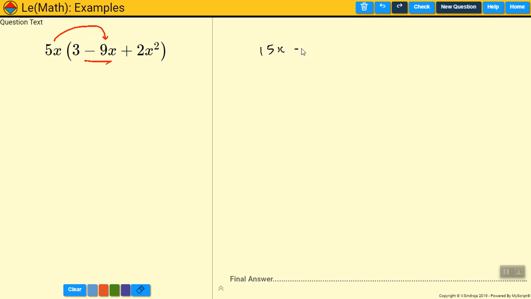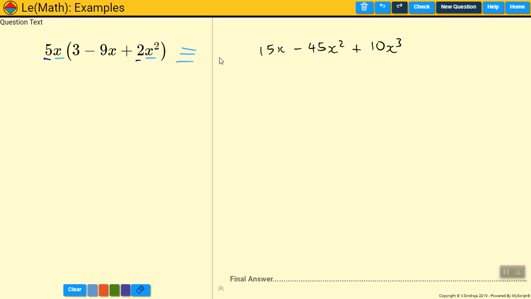First of all, the answer is going to be negative because a positive times a negative is a negative. 5 times 9 is 45, so it's minus 45, and x times x is x squared. So that's the second term. And the last term is 5x times 2x squared. First of all, it's a positive term, because that's a positive and that's a positive, so the answer is going to be positive. 5 times 2 is 10, and x times x squared is x cubed. So this is the expanded version.